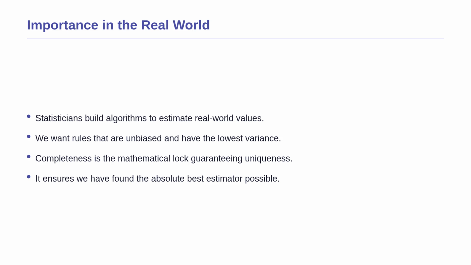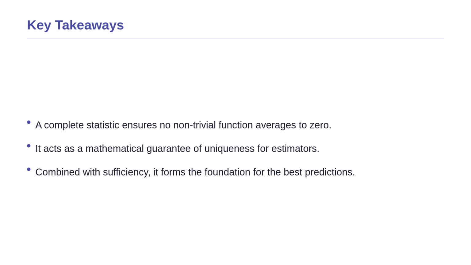If a statistic is complete and sufficient, any unbiased estimator you build from it is guaranteed to be the one and only minimum variance unbiased estimator. Without completeness, you might have multiple unbiased estimators, and you would never know if you truly found the absolute best one. We have covered a lot of ground today, so let us summarize the key takeaways.